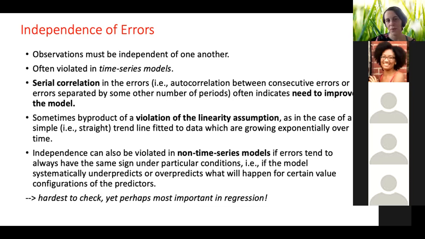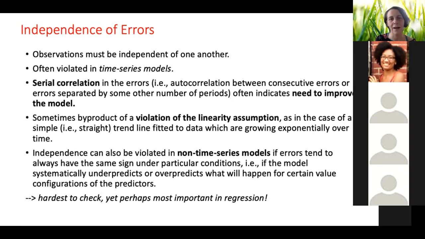If, for example, your model systematically underpredicts or overpredicts for certain value configurations of your predictors, in multiple regression, we will talk about that. If you have two predictors, let's call them x1 and x2, and you see a systematic overprediction for low x1 and low x2, but systematic underprediction for high x1 and high x2, that would also be a violation of this assumption of error independence, and that can happen.